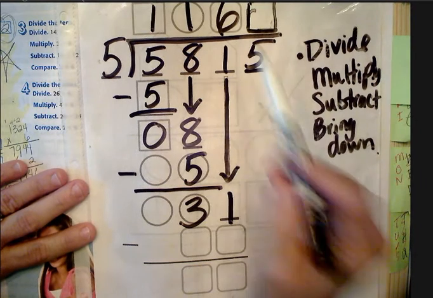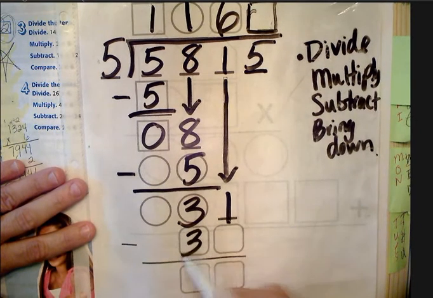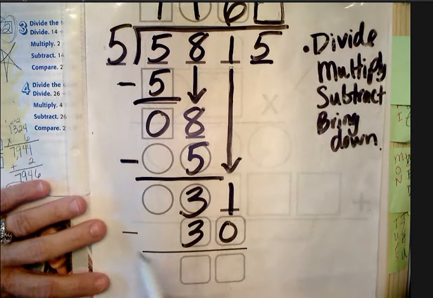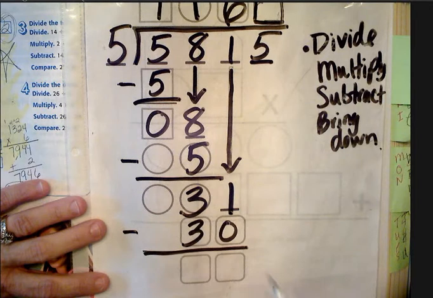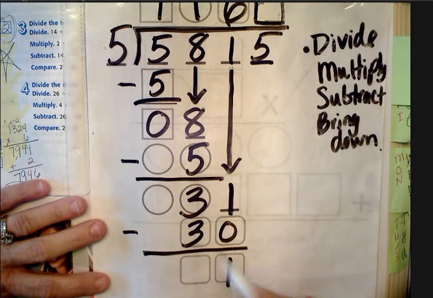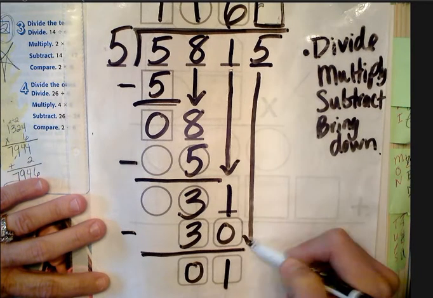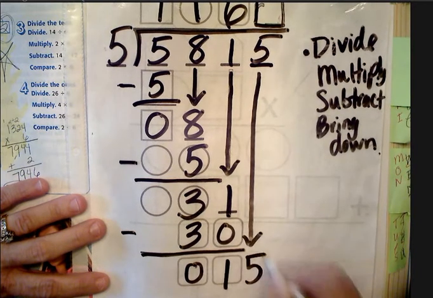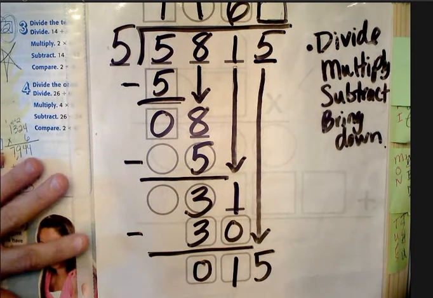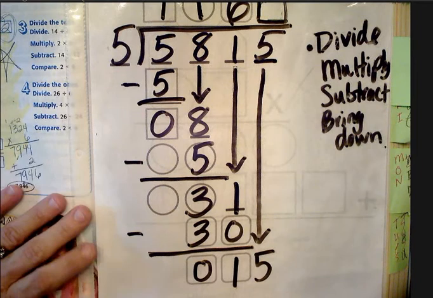6 times 5 is 30. We multiply. Then we subtract. 1 minus 0 is 1. 3 minus 3 is nothing. Bring down. Now they don't have the arrow here, but I want you to go ahead and draw it and leave your 5 even with that 1. So it says 15. We're going to go back up to the top and do our step.